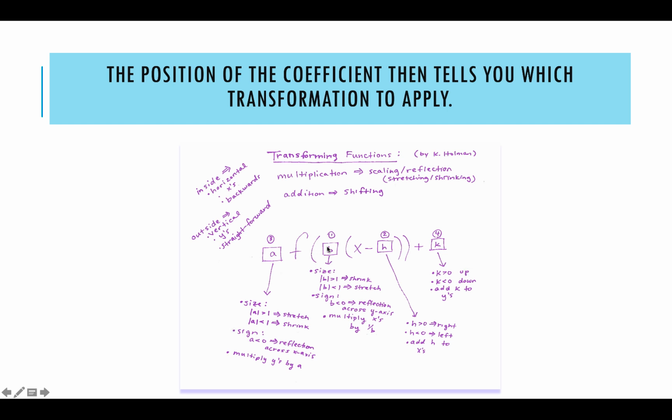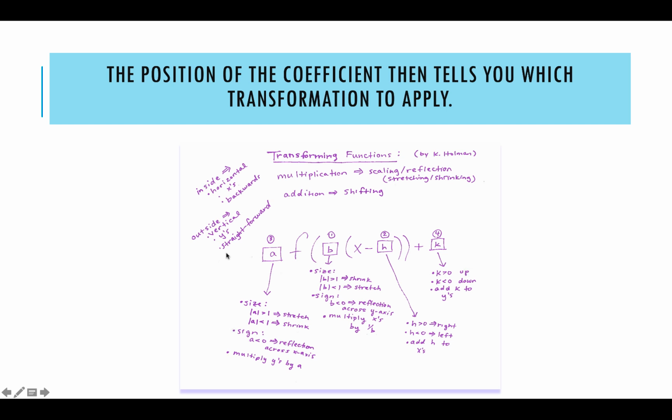For the multiplication parts, I look at the size of the number and I also look at the sign of the number. When I'm looking at the size of the number, I'm ignoring the sign. That's what the absolute value does. The absolute value ignores the negative signs if they're there. Once I have applied the absolute value, I compare it to 1, and if it's bigger, it's a stretch, and if it's smaller, it's a shrink.